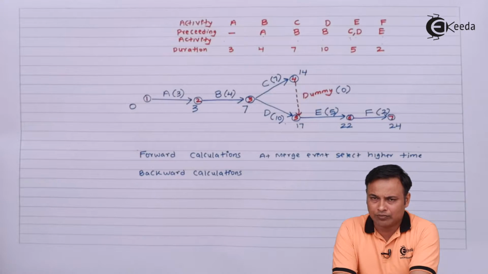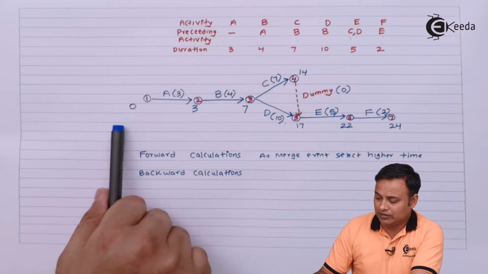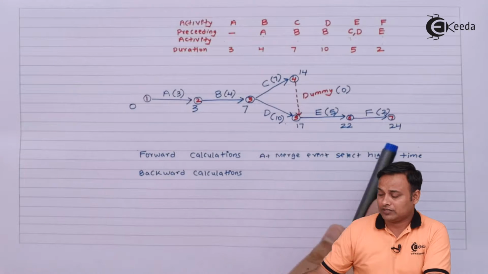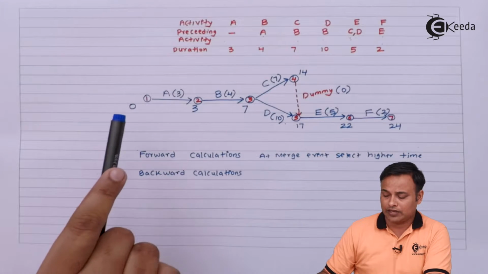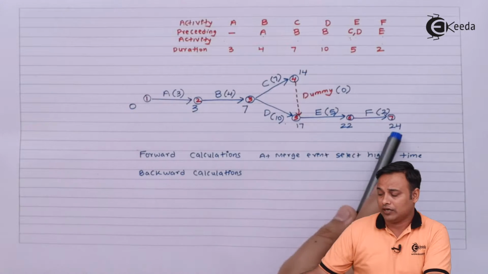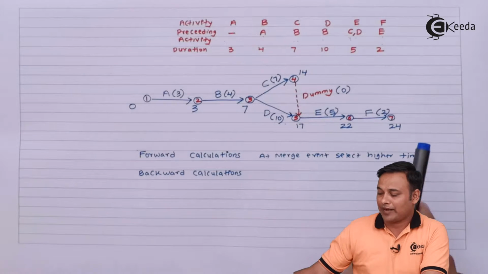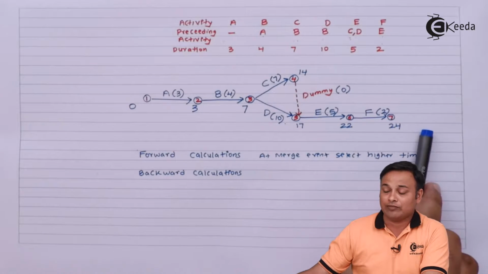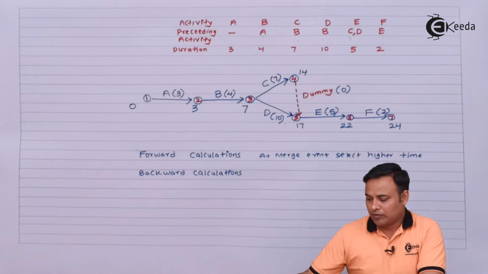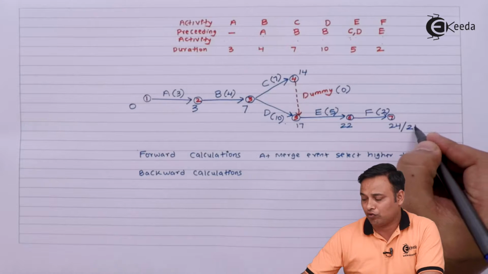For backward, we have to start in reverse, from end to start. In forward, we started at 1 and completed at 7, that is, we started at the initial stage and completed the forward calculation at the end of the project. In backward calculations, we will start from the back side, that is the end, and come to the start. So in our backward calculation, 0 will not come here, 24 will come here.